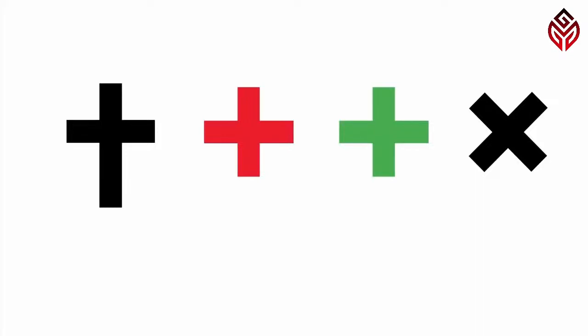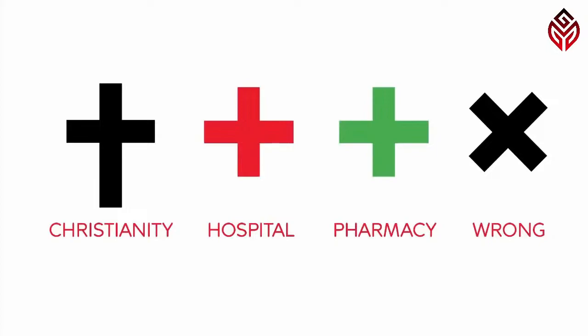If we read from left to right, they would read as being about Christianity, the red cross perhaps representing a hospital, the green cross a pharmacy, and the black X representing something being wrong. What this demonstrates is that even with very simple forms and very rudimentary tools, the designer has an incredible control over the meaning of an image or a mark. So graphic elements can be really powerful, even in their simplest forms.